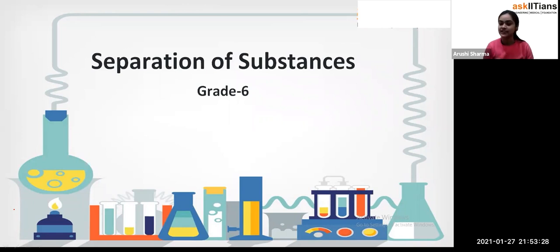In the last session, we discussed the separation of solid and solid mixtures, and we saw that we can use four techniques for that: hand picking, threshing, winnowing, and sieving. So we have done these four things till now. Now, my dear students, today we are going to study something new.